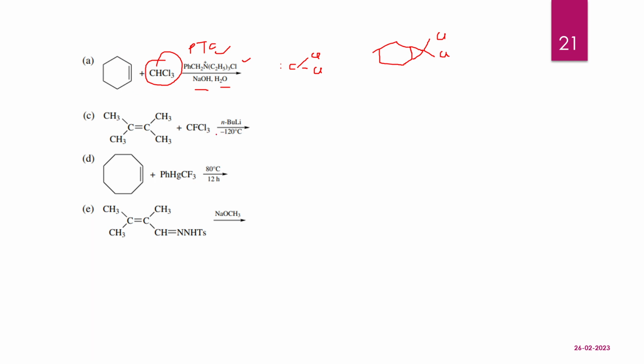The next one is also a base, so this will form this carbene. We all know that the fluorine bond is stronger than the chlorine bond, so the fluorine bond will remain and only the chlorine bond will get removed, and it will give this as a product.